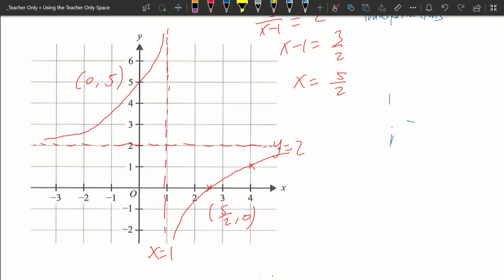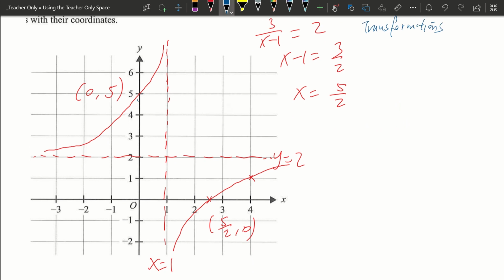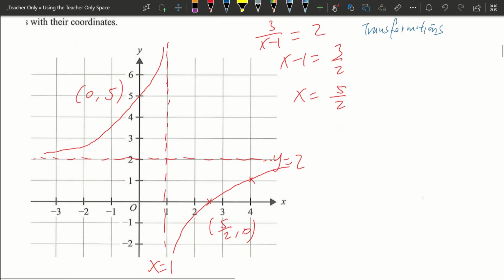Right, and then you label the points. By that I mean this point and this point. And then of course you label the equations of the asymptotes. Right, so that's the graph.